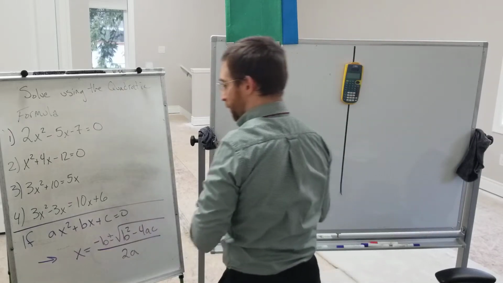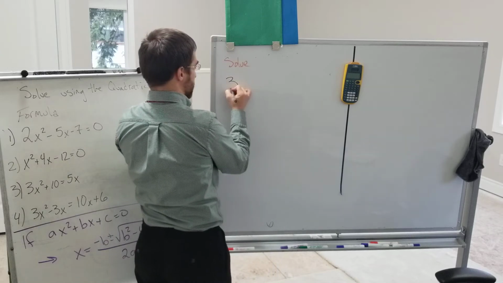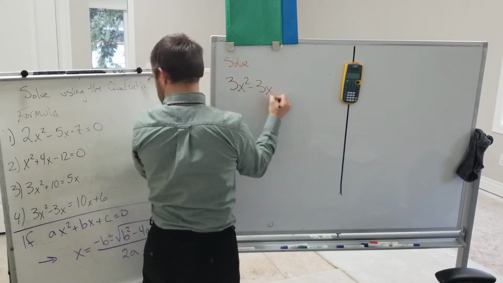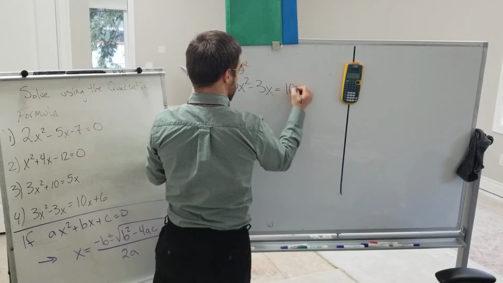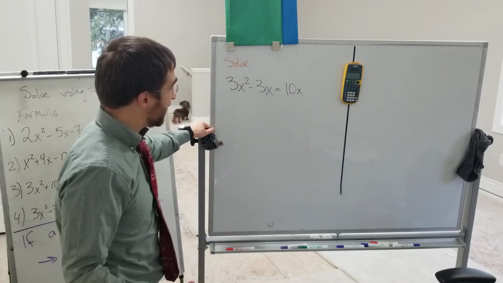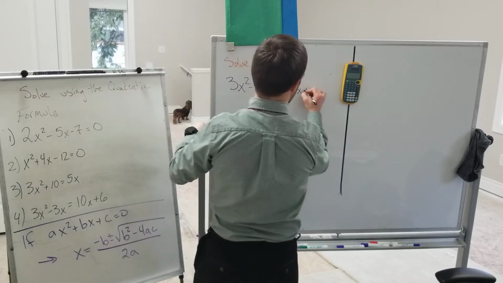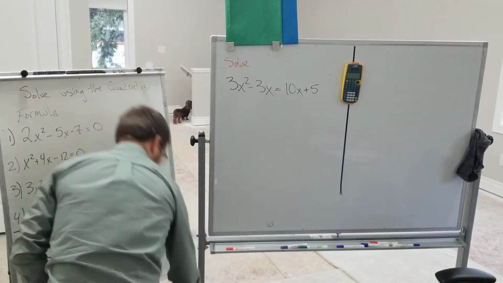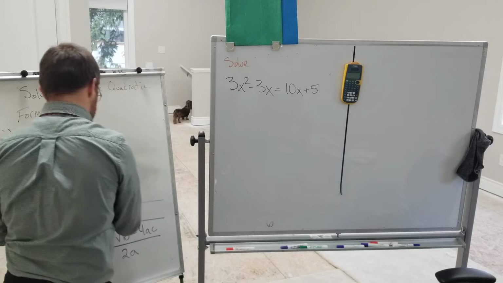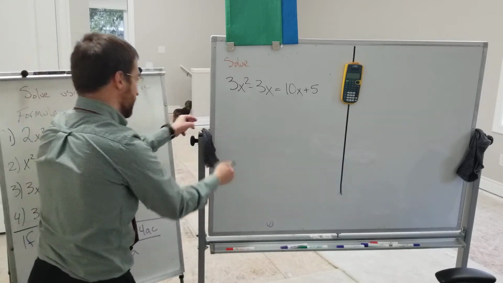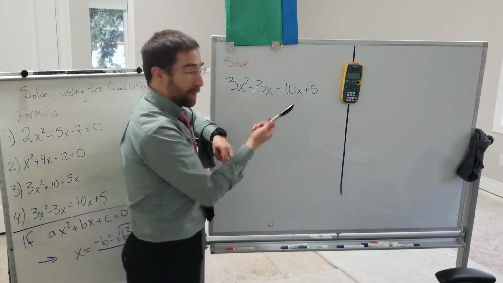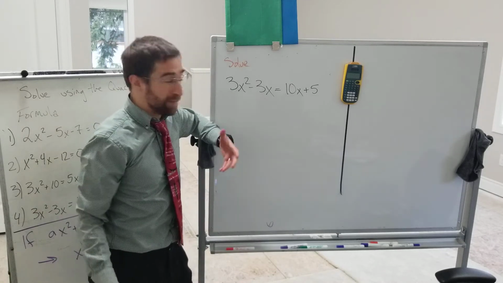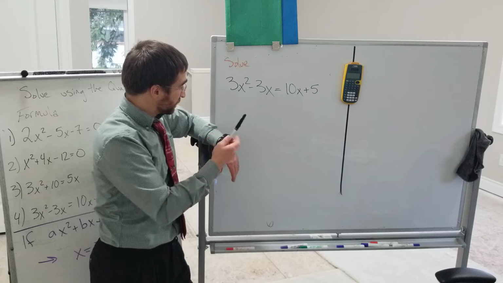All right, so problem 4, we have 3x squared minus 3x equals 10x, and I'm going to say 10x plus 5. I'm going to change this up a little bit because I goofed on one of my previous problems, and I want to talk about one more piece of what's going to happen with these types of problems. All right, so 3x squared minus 3x equals 10x plus 5. Hopefully it works out the way I want it to.